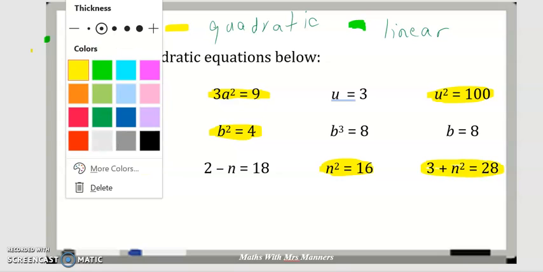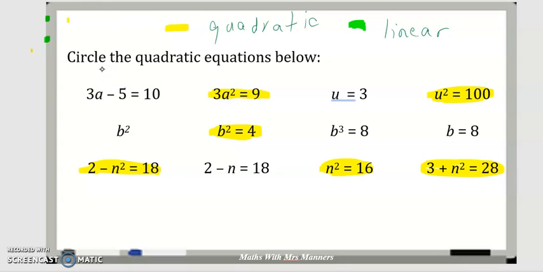So let's switch over to green for linear equations. Can we see any linear equations? So here I see a 3a that has a power of 1, so that's definitely a linear equation. Can I see any more? Here we go, u equals 3, that's also a linear equation. b equals 8. And one more I can spot. Can you spot the last one? In the bottom row, we've got 2 minus n equals 18.